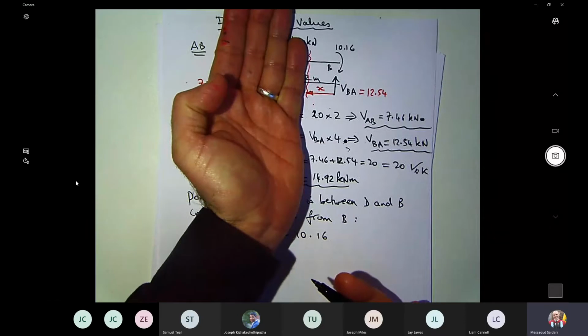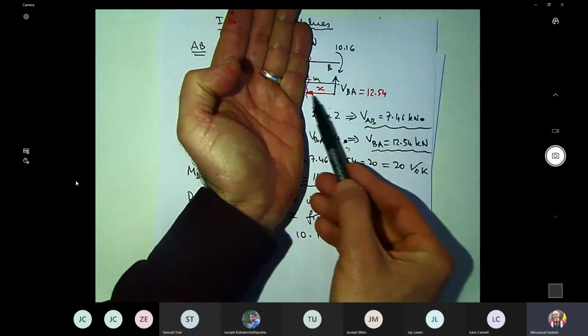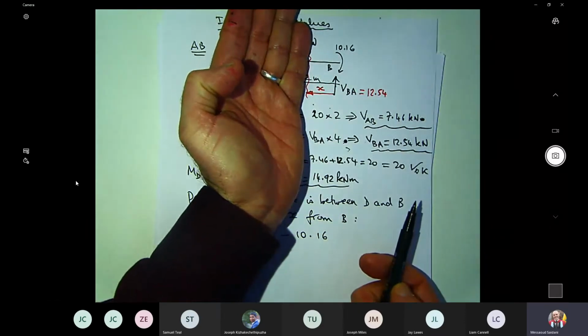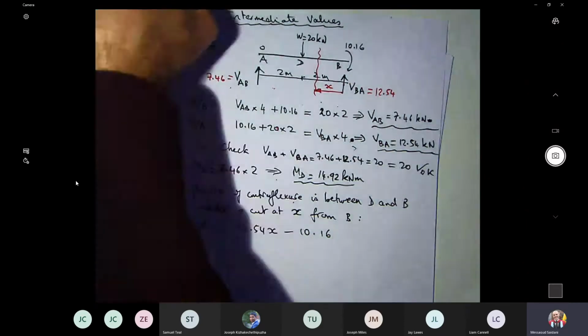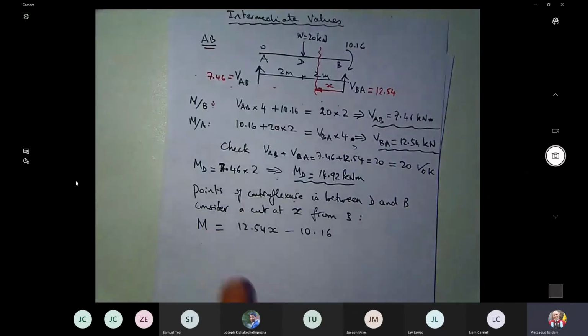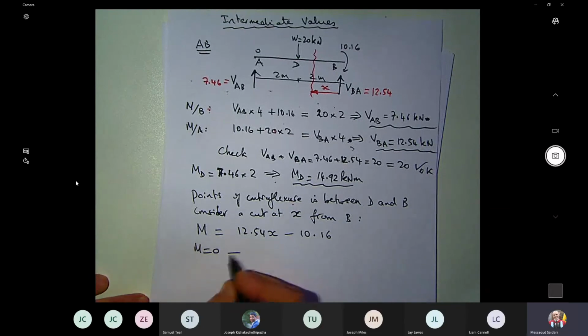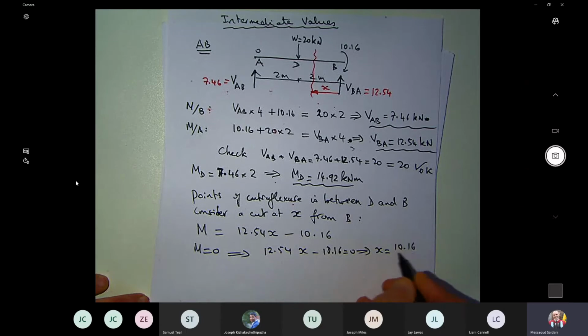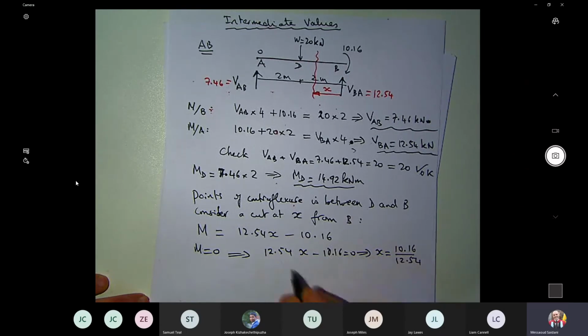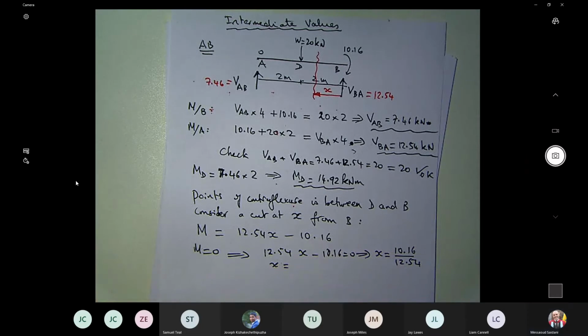You cover the right, you cover the left side. So it's 1254 times X minus 1060. That's the moment equation. If you want the point of contraflexion, that means the bending moment is 0, okay? So M equals 0. We have 1254 X minus 1016 equals 0. That means X will be 1016 over 1254, which gives, I've got 0.8.